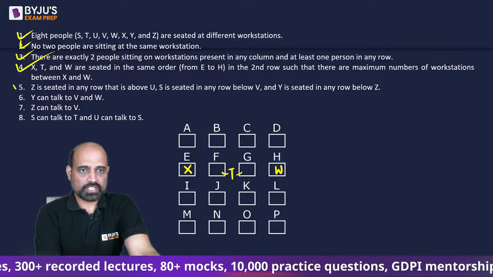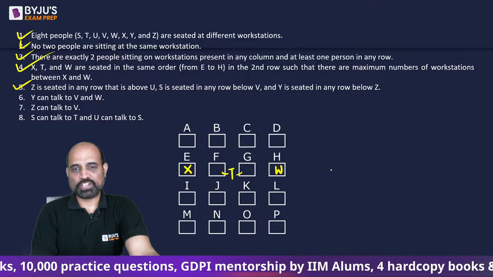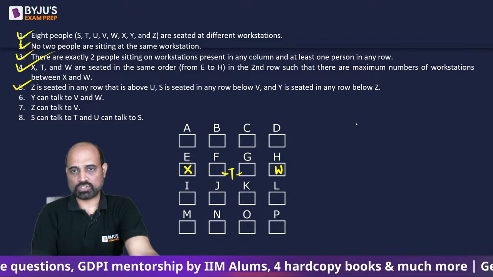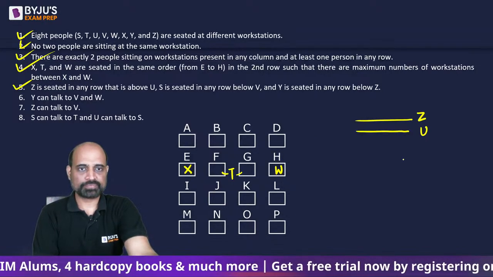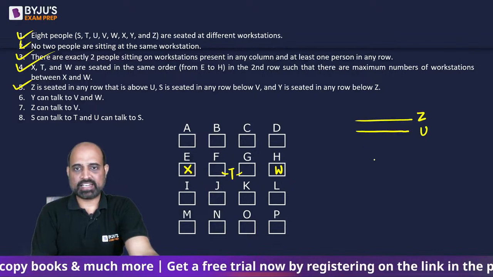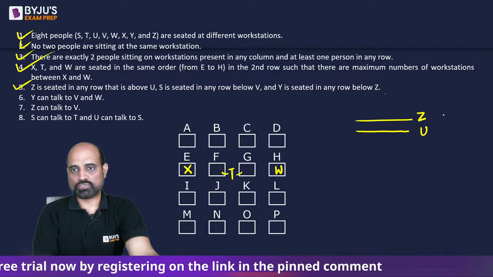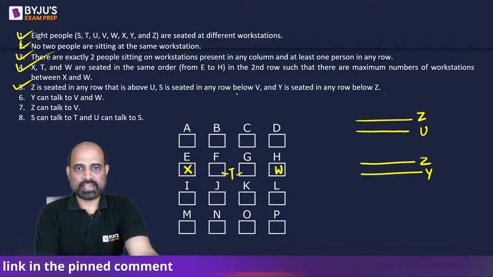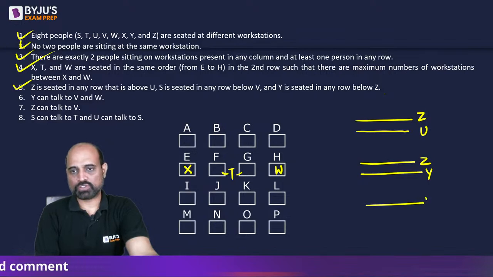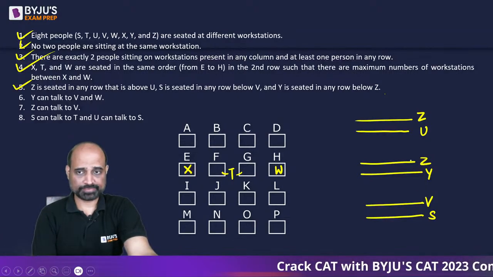Okay. Next, Z is seated in any row that is above U. So wherever U is, I don't know where it is, so मैं इसको ऐसे लिख रहा हूँ. So wherever U is, Z is seated above him. Y is seated in a row below Z. So wherever Z is, अब ये next वाला, Y is below him. And S is seated below V. So V इधर है, तो S is below V. There is no X, T and W, the letters that we have already put. ये missing है.